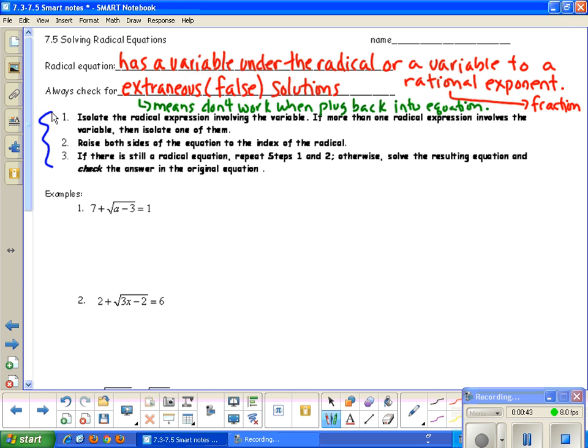Next, raise both sides of the equation to the index of the radical. If there is still a radical in the equation, then you repeat steps 1 and 2. Otherwise, solve the resulting equation and check the answer in the original equation.